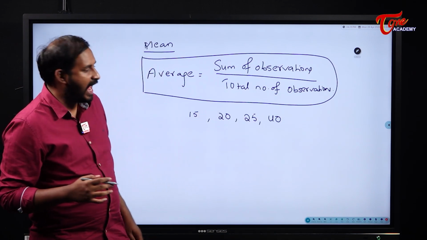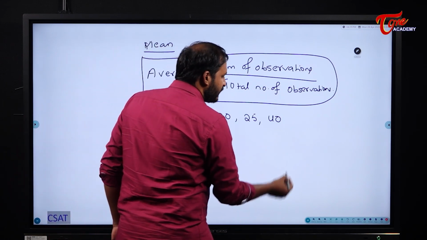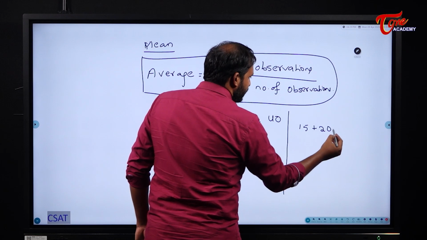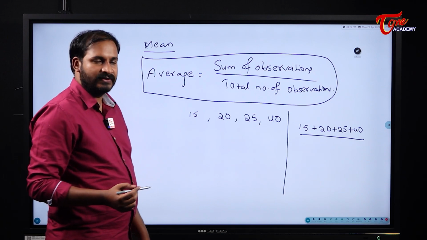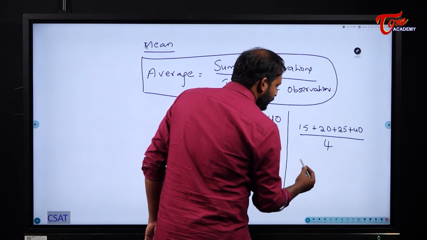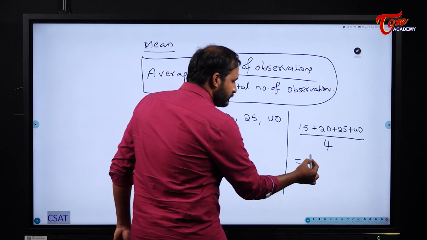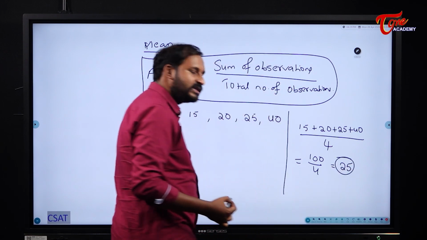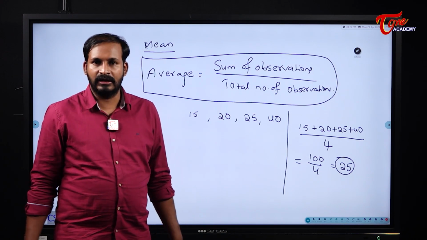Now, if I want to find the average amount with each and every person, what is the general method? I will add all the observations: 15 plus 20 plus 25 plus 40 by the number of observations, which is 4. 15 plus 20 becomes 35, 35 plus 25 is 60, 60 plus 40 becomes 100. So now 100 by 4, you can write your average as 25. That means there is an average of 25 rupees with all the 4 people.